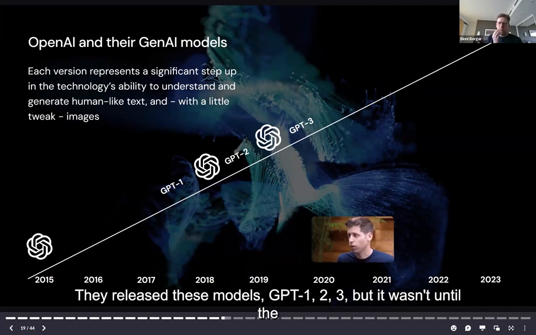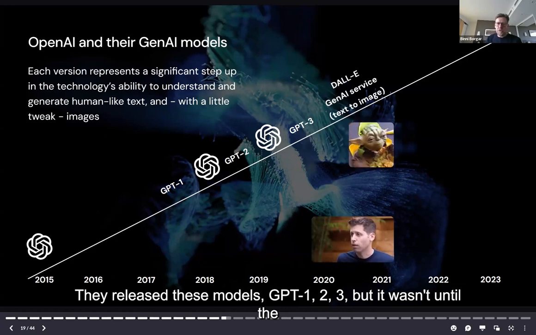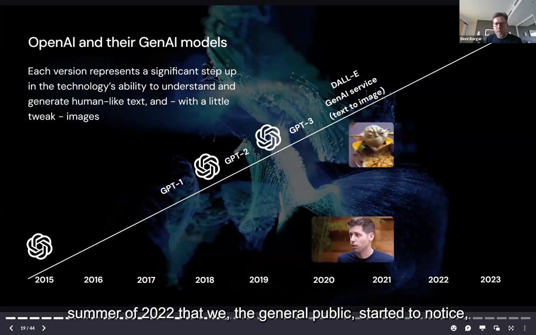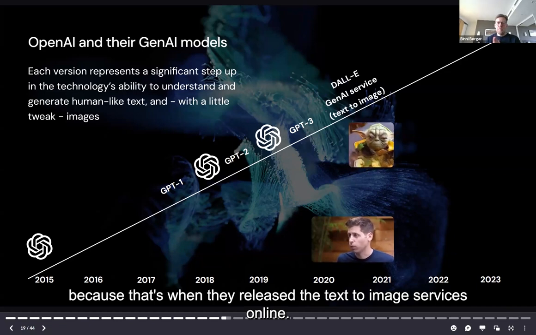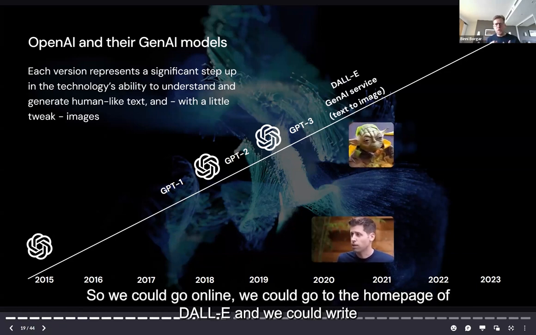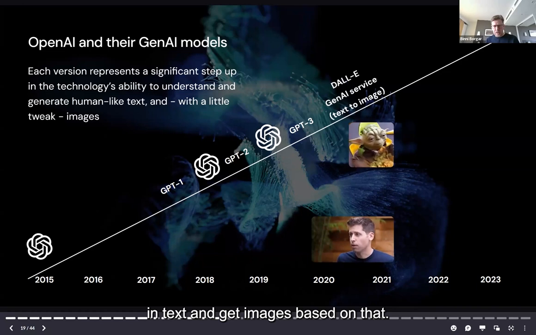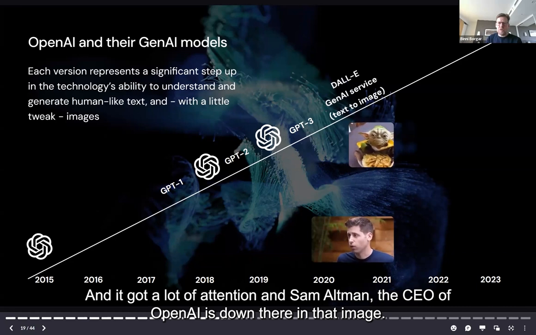They released these models, GPT-1, 2, 3, but it wasn't until the summer of 2022 that we, the general public, started to notice, because that's when they released the text-to-image services online. We could go to the homepage of DALL-E, write in text and get images based on that text. It got a lot of attention. And Sam Altman, the CEO of OpenAI, is down there in that image.